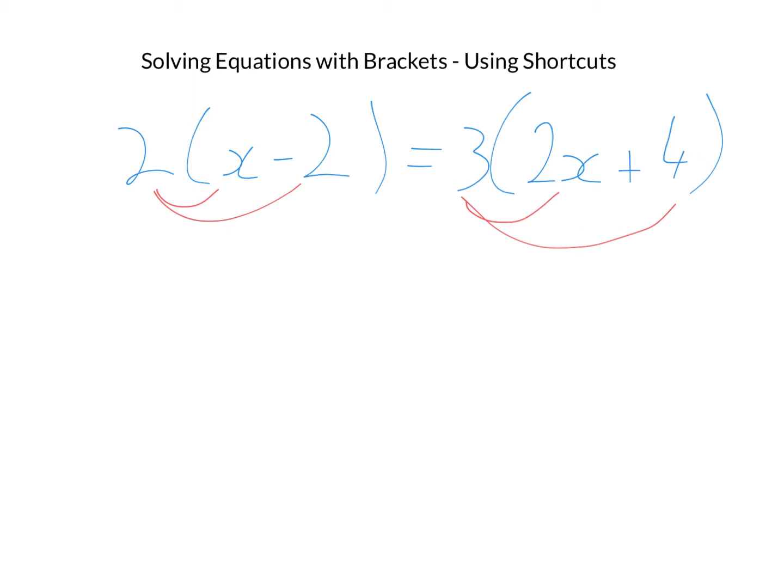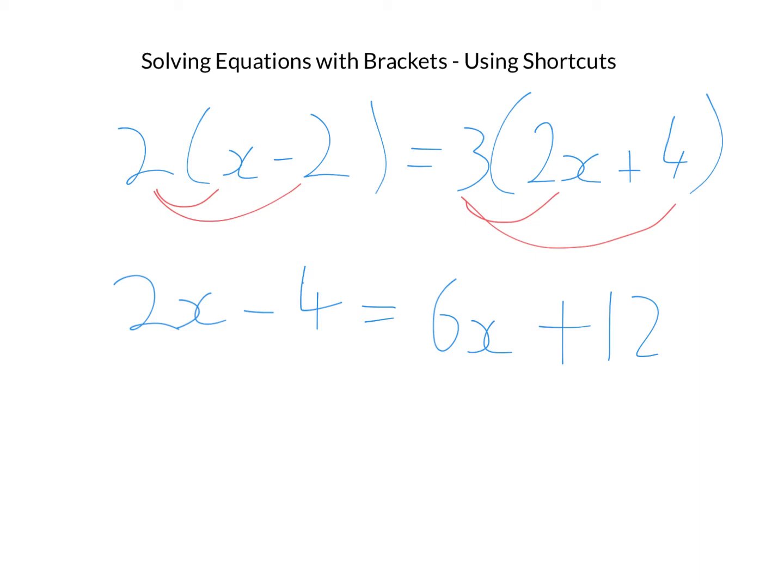When we multiply the left hand side of the equation, our 2 by x, well 2 by x is 2x, and 2 by minus 2 is minus 4, because a plus by a minus gives us a minus. On the right hand side then, when we multiply 3 by 2x, we multiply the normal number by the normal number, so 3 by 2 is 6, keep the x. So 3 times 2x gives us 6x. When we multiply 3 by 4, we get 12. Again, we're multiplying a positive by a positive here, so we end up with a positive number.